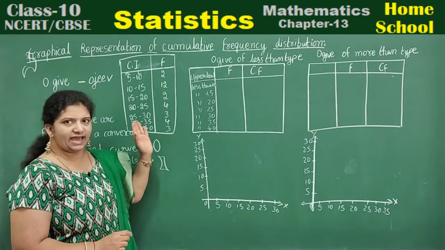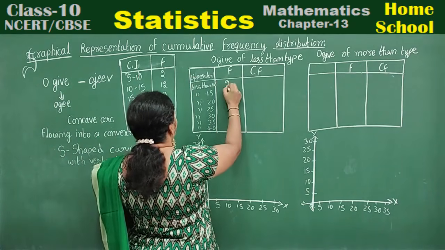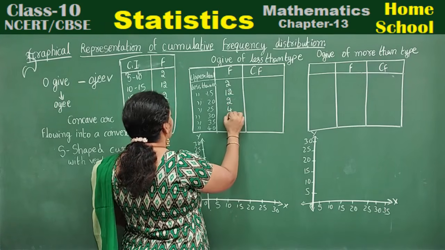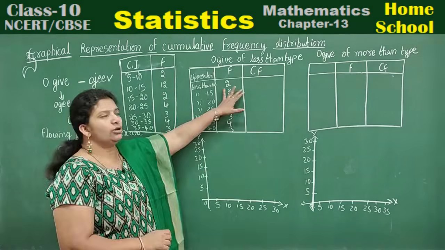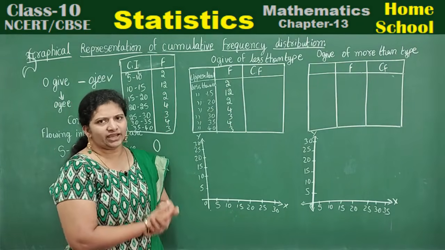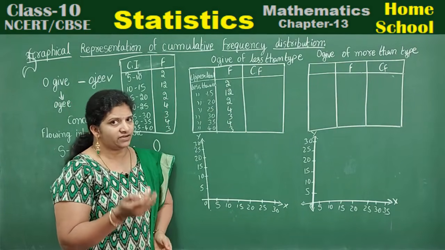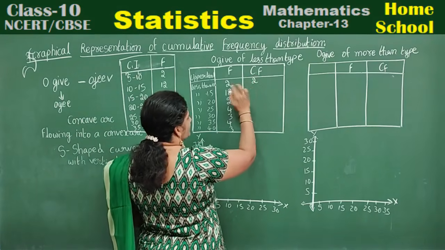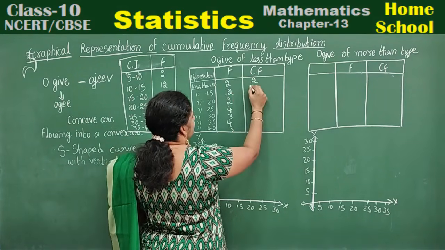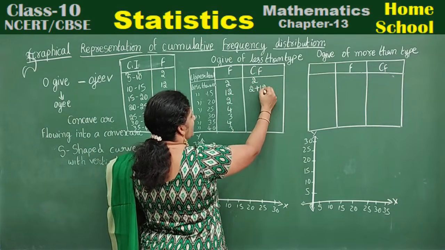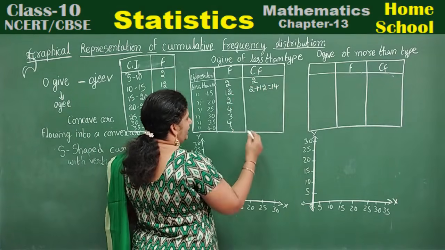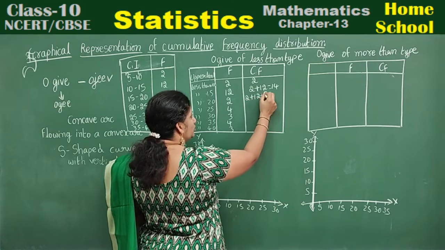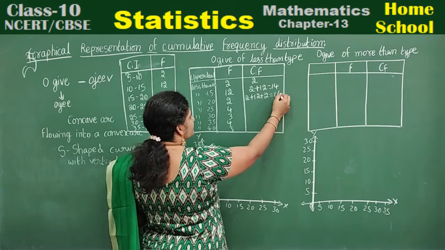Coming to frequency, as it is: 2, 12, 2, 4, 3, 4, 3. Cumulative frequency. How do we get the cumulative frequency? Continuously we are going to add the numbers. Look here, 2, first one as it is. Next, 2 plus 12, it will be 14. Next, again add that number also: 2, 12, 2, that will be 16.